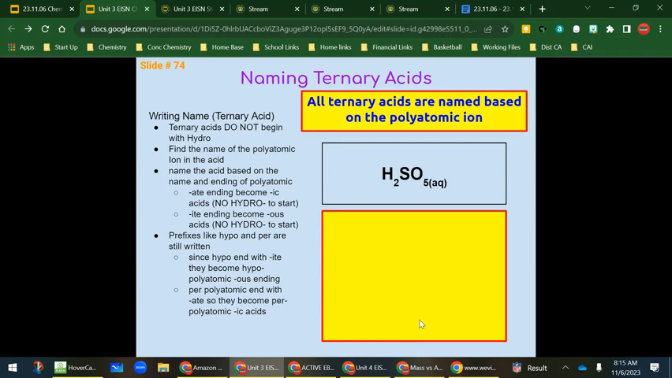SO5. What is the name of SO5 as a polyatomic? Persulfate. So what would our acid become? Persulfuric acid. Again, we're naming it entirely based on the polyatomic. If there is an ATE ending on it, it becomes an ic acid. If there is an ITE ending, it becomes an OUS acid. Questions?